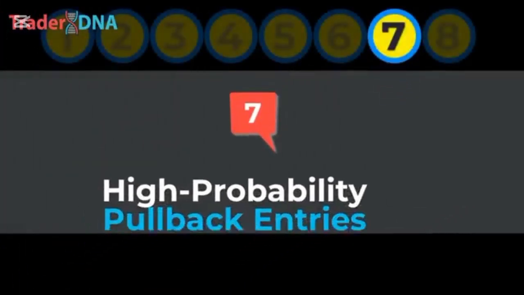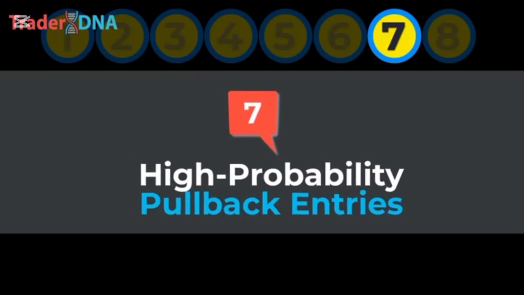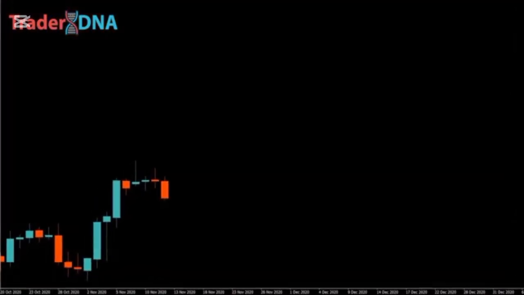High probability pullback entries, here's how to spot them. Let's break this down. A strong pullback setup means the price retraces temporarily, but follows a high probability candlestick pattern like a pin bar or an engulfing candle. And here's the key. If the trend is strong enough to override this pullback, the breakout that follows is a high confidence trade entry. Now let's look at this chart.